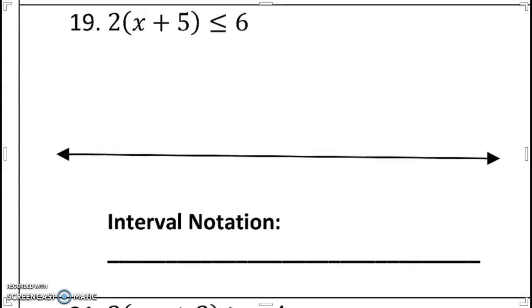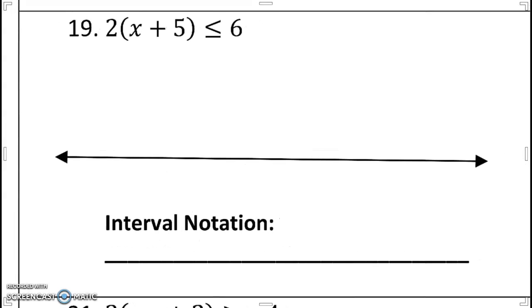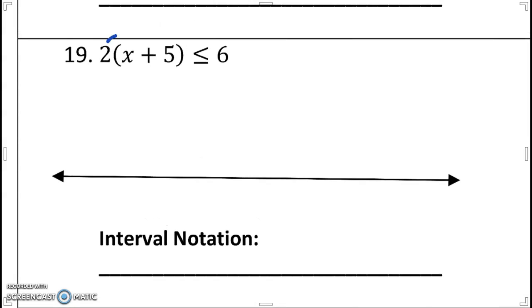I'm going to skip to 19. What would you like me to do? Distribute. You may also divide by 2 here, but most of us like to distribute. 2x plus 10 is less than or equal to 6. Now what?